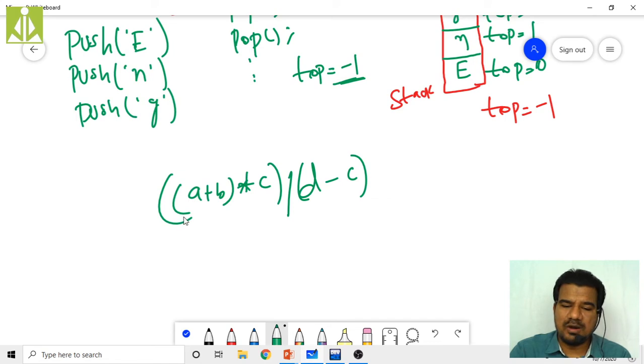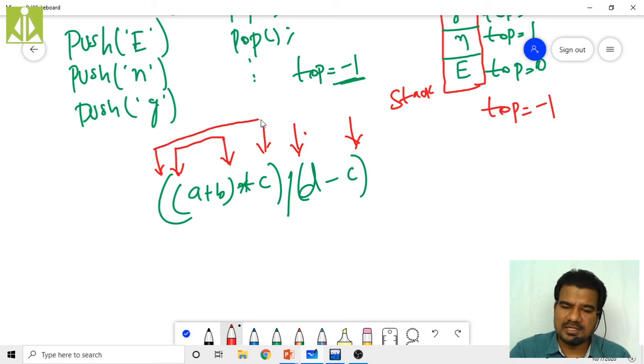Why? Because I have opened one open bracket here, one open bracket here, and I'm closing that bracket here. This opening bracket and this closing bracket, yes, I have done properly. So here another I have opened, and here I am closing this one. So this is a pair, this is one more pair of parentheses in my expression, and this is another pair of parentheses in my expression.